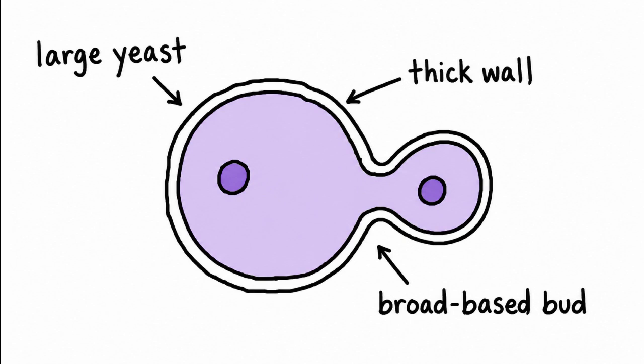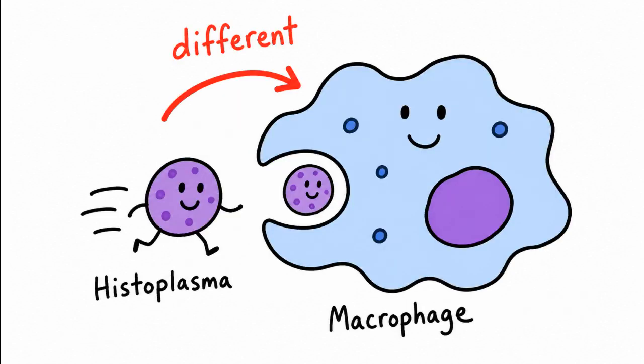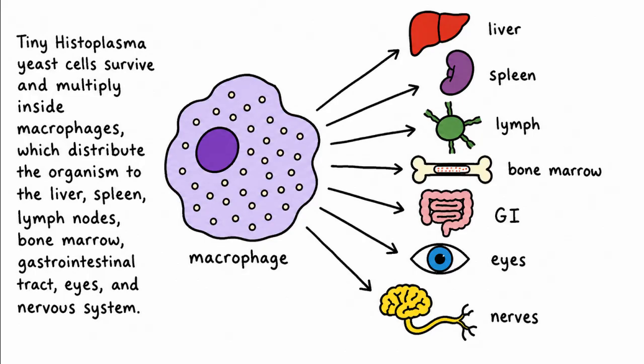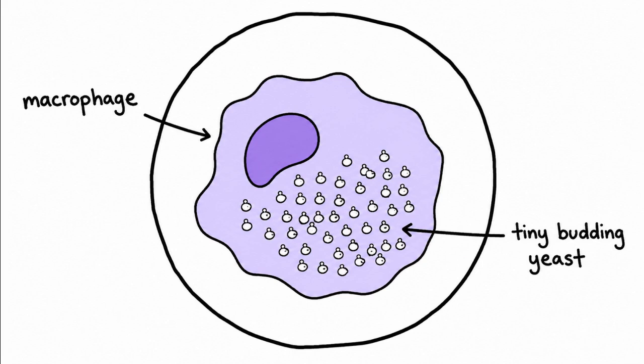On cytology, Blastomyces appears as a large yeast with a thick double-contoured wall and a daughter cell attached by a broad base. Histoplasma behaves differently. Its tiny yeast cells survive and multiply inside macrophages, which distribute the organism to the liver, spleen, lymph nodes, bone marrow, gastrointestinal tract, eyes, and nervous system. On cytology, Histoplasma appears as very small, narrow-based budding yeast clustered inside macrophages.